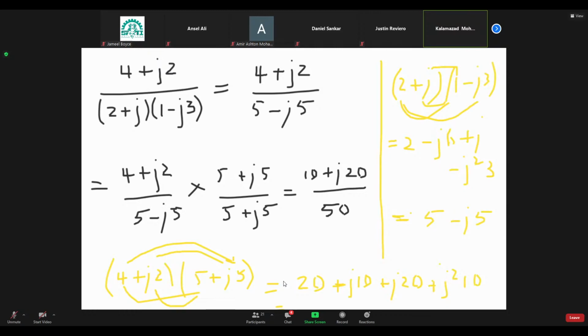All right, so let's fix this. This will be 20 minus 10, which is 10, and 10, and that is 30. All right, so let's fix this.